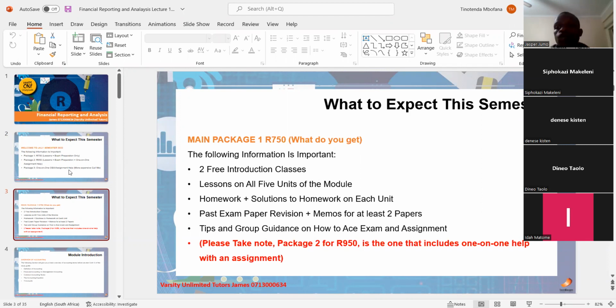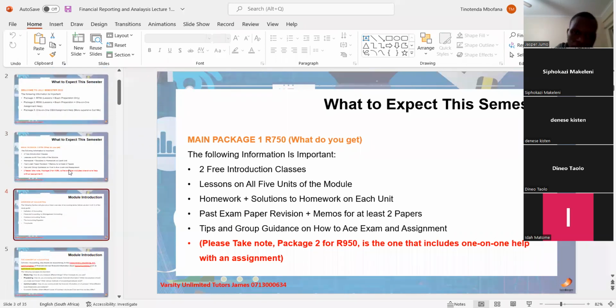But essentially, what you are paying when you're paying the 750 Rand is you are going to get lessons for all the 5 units, i.e. we're going to go through the sole trader, the partnership, the company, the introduction, and the actual analysis at unit number 5, right? And then we're going to do some homeworks, and I'm going to provide solutions to those homeworks. And also we're going to do some past exam paper revision. We are going to go through past exam papers for 2021, for 2022, for 2020, to see how you would have answered them if you were in that particular exam, so that you prepare for your exams in, is it November or December, right? So that's what you'll be getting for this.